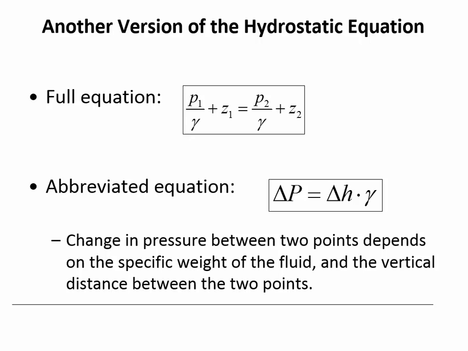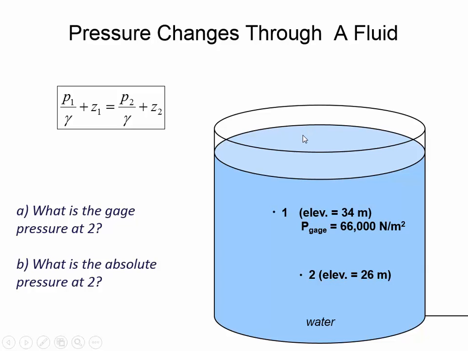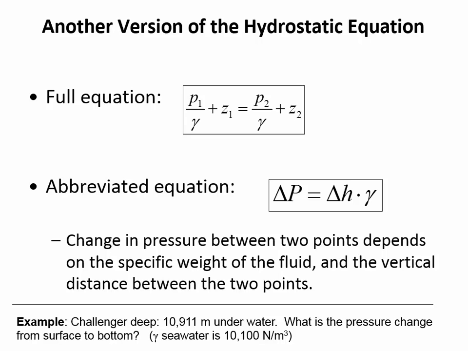It says that if there's some change in Z, a change in elevation, so here in this problem, the change in Z that we had was 34 minus 26. So let's call that difference in elevation delta H. And then if we multiply that delta H by the unit weight, that tells us the change in pressure between 2 points.